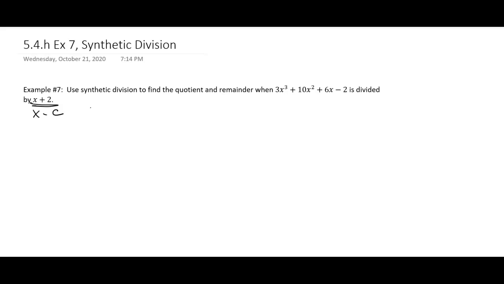So we have x plus 2. We're going to think of it as x minus a negative 2, or think of whatever x value would make this binomial 0. So negative 2, that's going to go up there in the box.